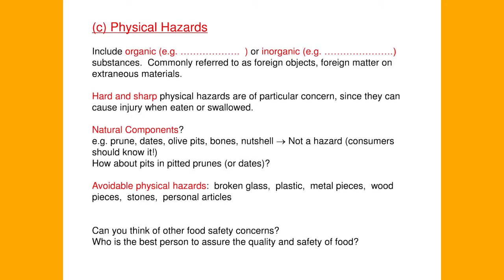Okay, number 3, physical hazards. It can be organics and inorganics. I think easily inorganic can be like your watch, something that you put on your fingers, ring, can drops, your hair. That's organic. Yeah. So these are the examples of substances. Sometimes they call it foreign objects, foreign matter, or extraneous matter. Some of them, most of them are hard and sharp. It can be a concern in terms of injury if you happen to eat or swallow.